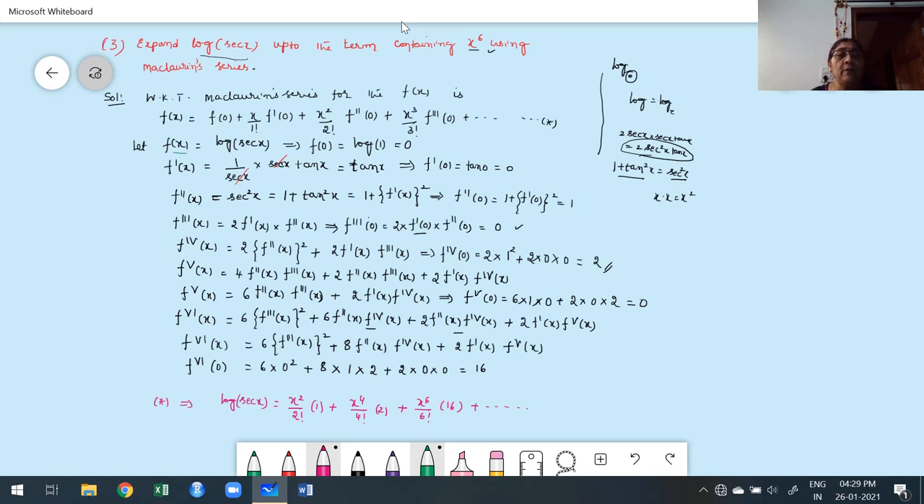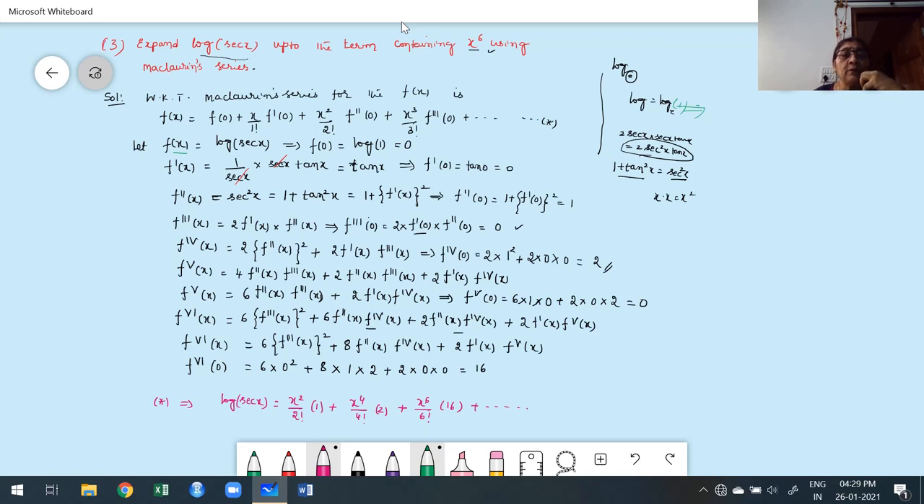First, you take the given function, put x as 0, f of 0. f of 0 is log 1. What is secant 0? It is 1. Log in mathematics means base e, and log 1 base e is what actually? 0. You already know that. Then, after this, I have to find the first derivative.